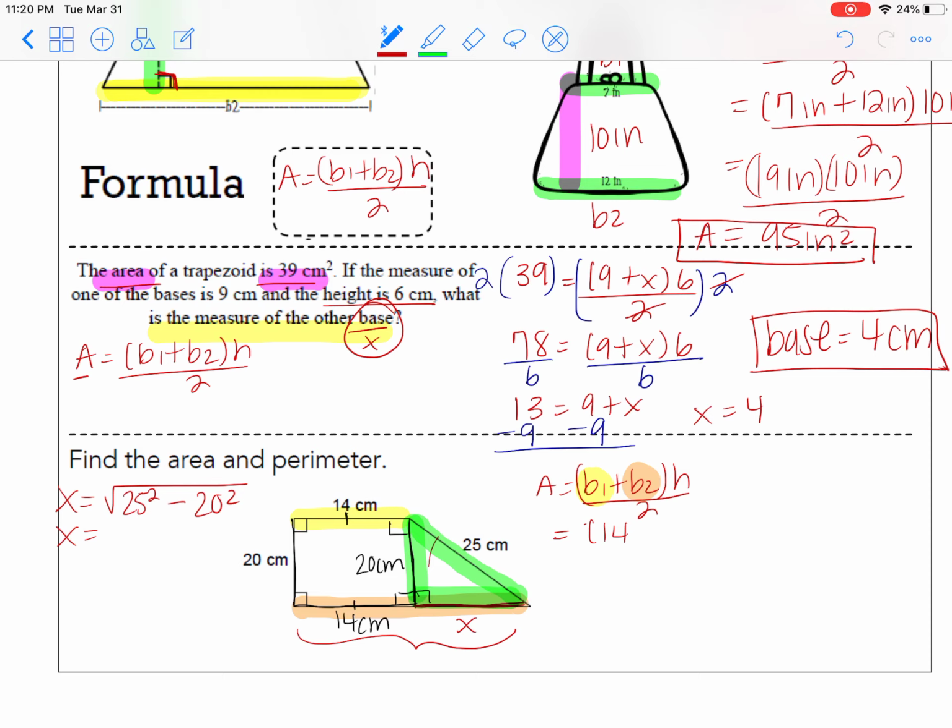Once I solve that, I'm going to get that my leg for that particular right triangle will be equal to 15. So here, 15. Once again, we were looking for base 2. Base 2 is right here. So 14 plus 15 will give me 29 for my base 2. Okay, so 14 plus 29 times the height, 20. This is the height because it's perpendicular to the bases. All of that divided by 2.